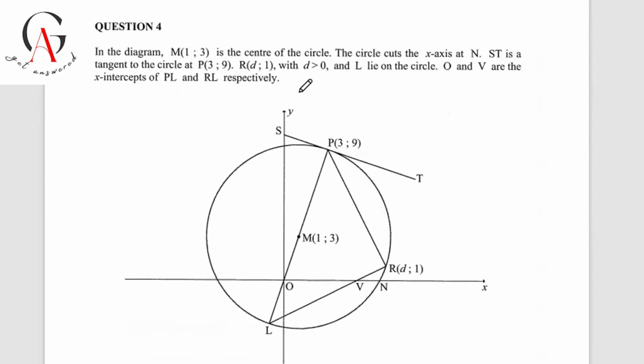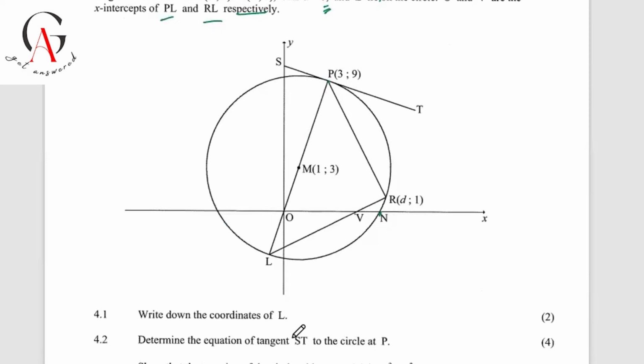Question 4. In the diagram, M is (1, 3), the center of the circle. And then the circle cuts the x-axis at N, we can see that. And then ST is given as a tangent to the circle, with P being R is again 1, where D is greater than 0, which means it's positive. L lies on the circle. O and V are x-intercepts. PL and RL are drawn. And they want us to get the coordinates of L.